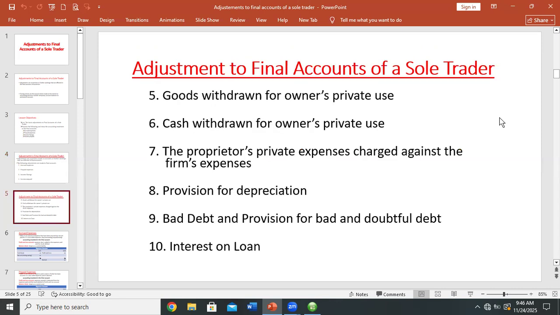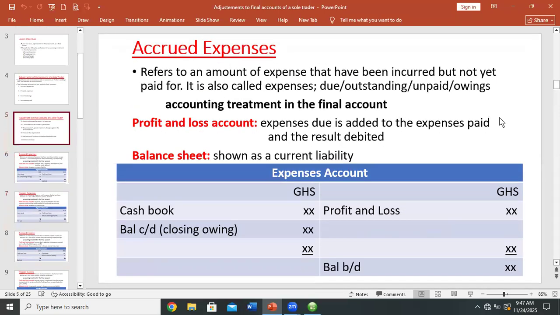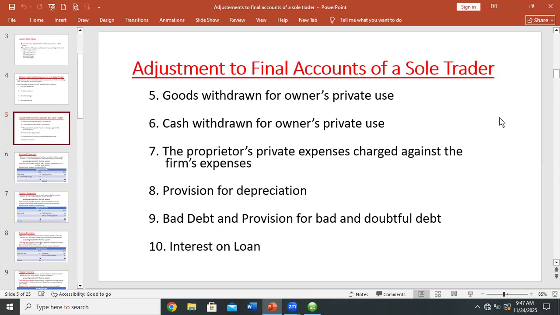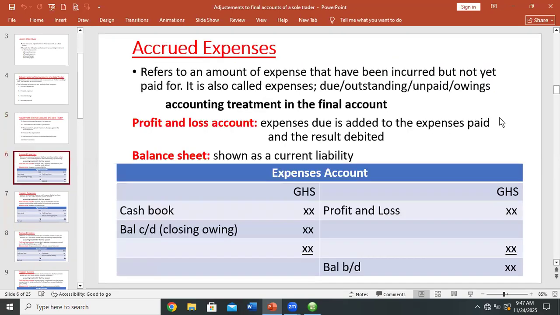And then for the fifth point, we have goods withdrawn by the owner for private use, cash withdrawn. Actually, 5, 6, and 7 are talking about drawings. Now, drawings is not only goods or cash. Sometimes the owner can also add his or her private expenses to that of the business, and that is also a form of drawings. Then we look at provision for depreciation, bad debt, provision for bad debt, and interest on loan. So, professors, let's pick the first one, number 1, which is accrued expenses.